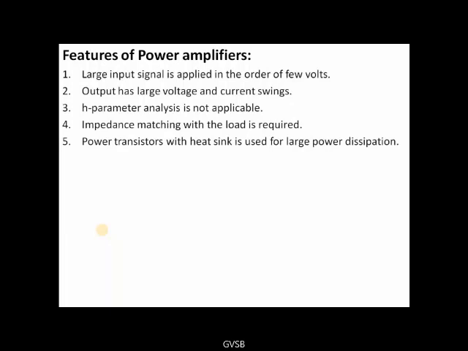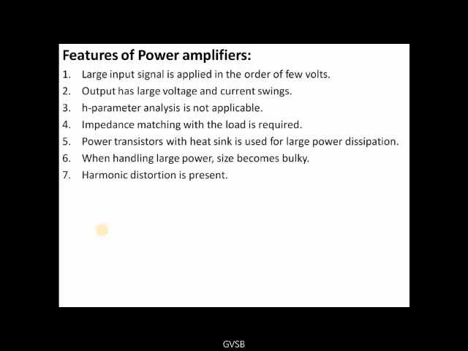They may develop more heat, so power transistors are always used with heat sinks in order to dissipate the heat developed in them. As we are handling large powers, the size of an amplifier becomes bulky because the transistor size itself becomes large. In these power amplifiers, harmonic distortion is present. These power amplifiers are mainly used in audio circuits, hence they are also called audio frequency power amplifiers.